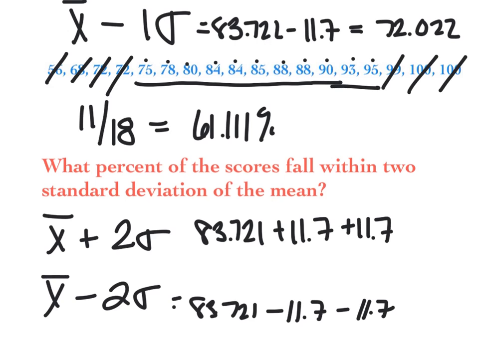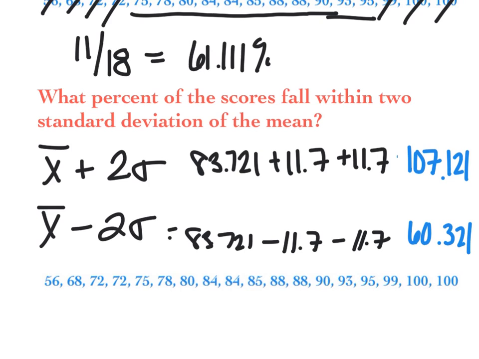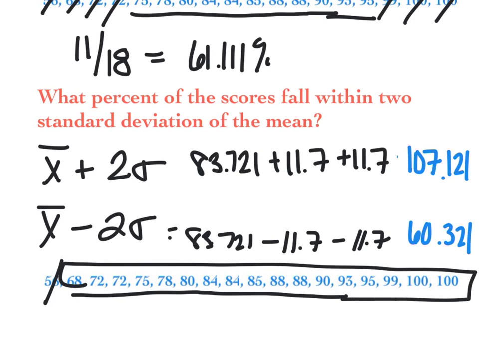Let's get those values. So I got my range to be from 60.321 to 107.121. So I need numbers bigger than 60.321. So I'd say 58's out, but these guys are all in, and I have to go up to 107, so all of these guys are in. So I would say that's 17 out of 18.